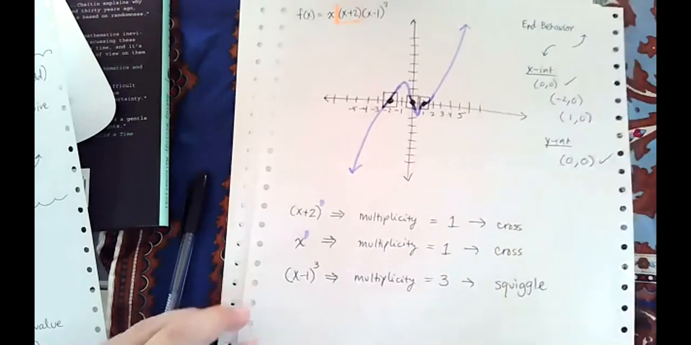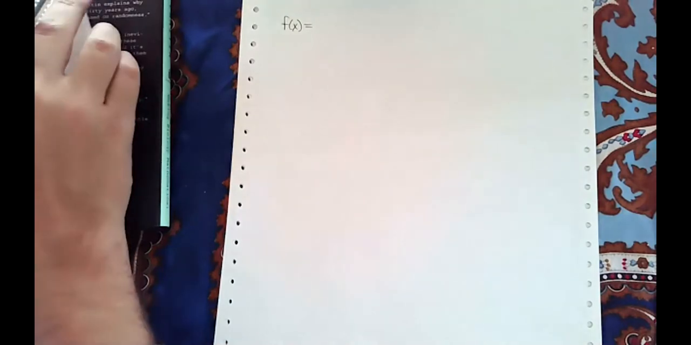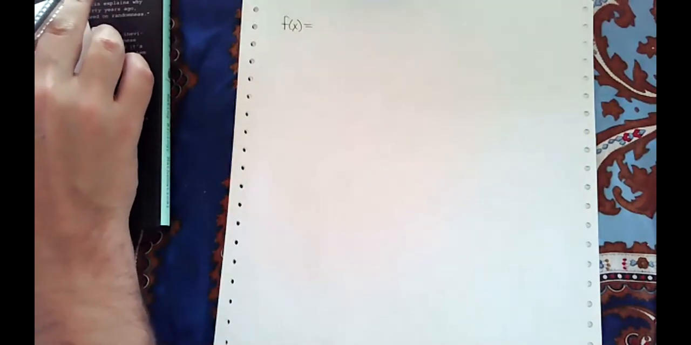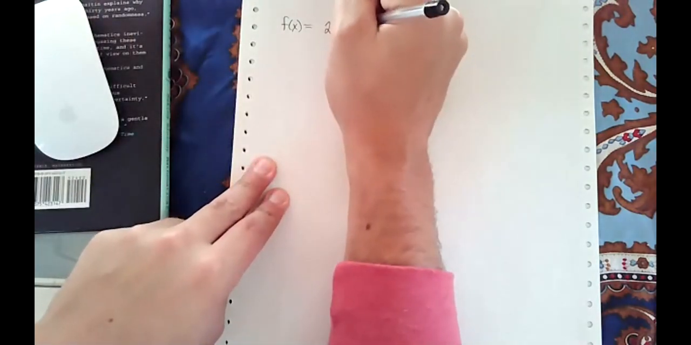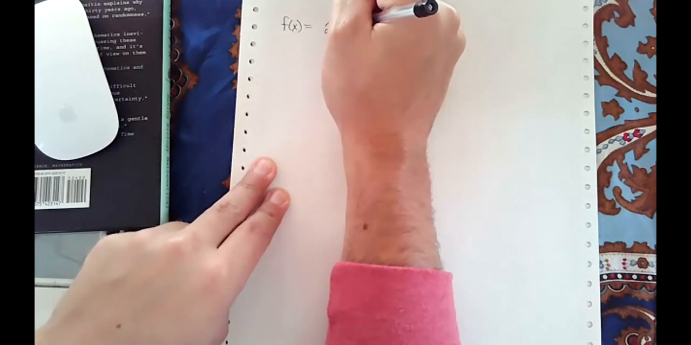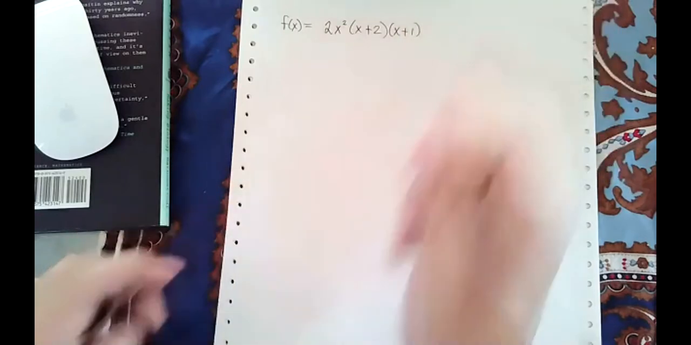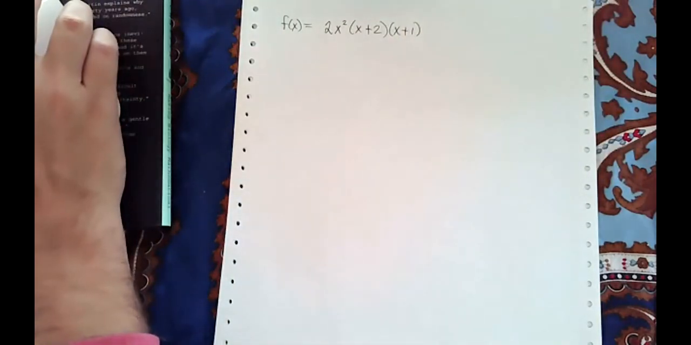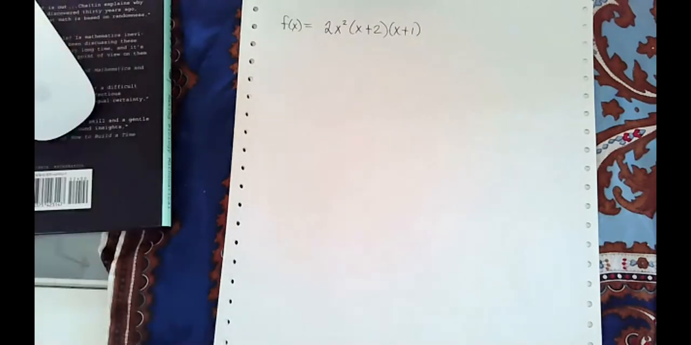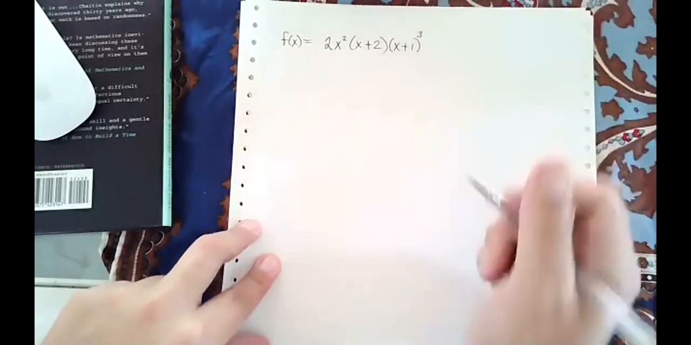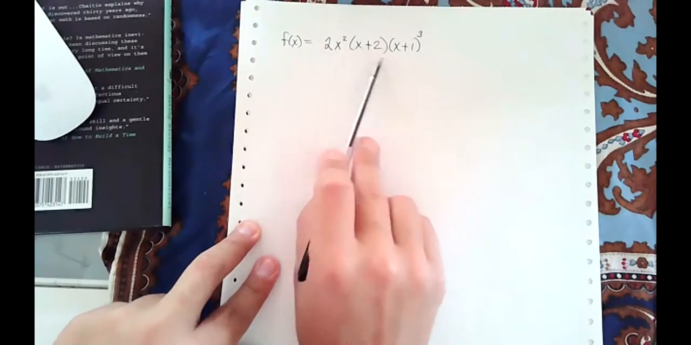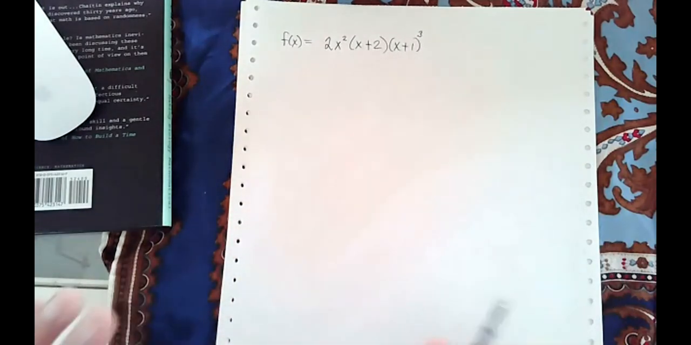Let's do one more of these. Let's look at the function. I can't remember if we did this one last time, but it'll be good practice to run through it again. Actually, let's change it up a little bit. I'm going to change this one to a 3 there. So now we have a quadratic factor, a linear factor, and a cubic factor. So we're going to see all three of those behaviors in one graph.